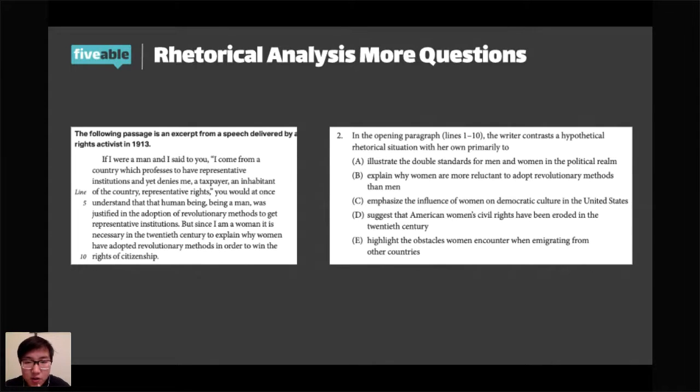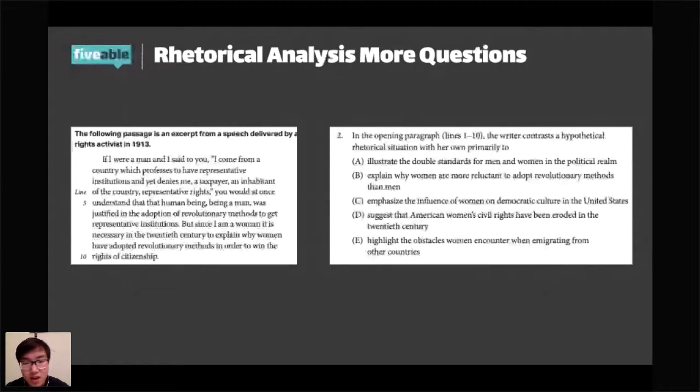In the opening paragraph, the writer contrasts a hypothetical rhetorical situation with her own. She introduces this hypothetical, which remember means a situation that hasn't happened. So if I were, that's hypothetical. Or man, and I said to you, yada, yada, yada. And then she said, since I'm a woman, I need to explain it. So the answer is A. It illustrates the double standards for men and women in the political realm.